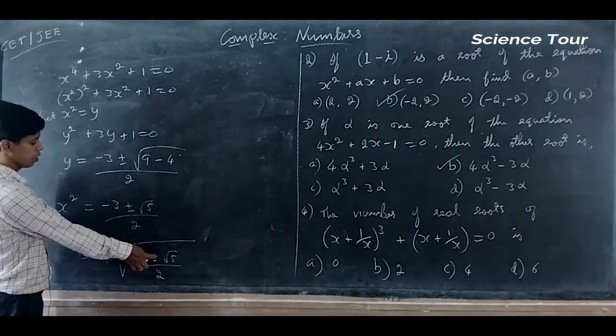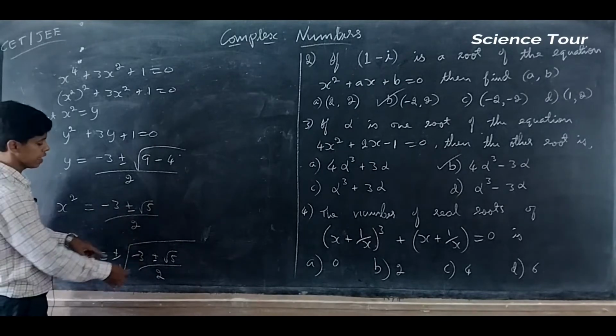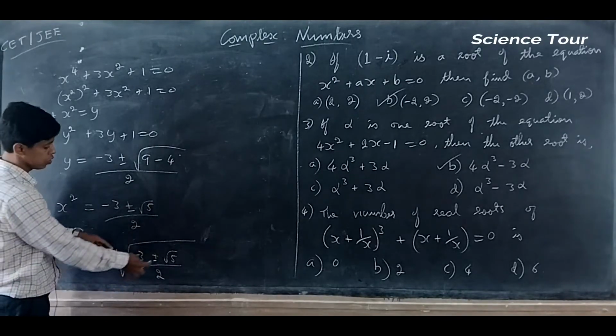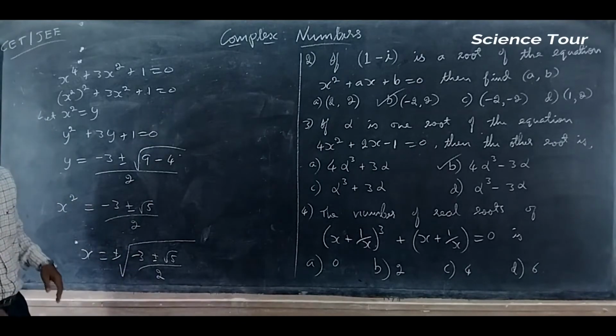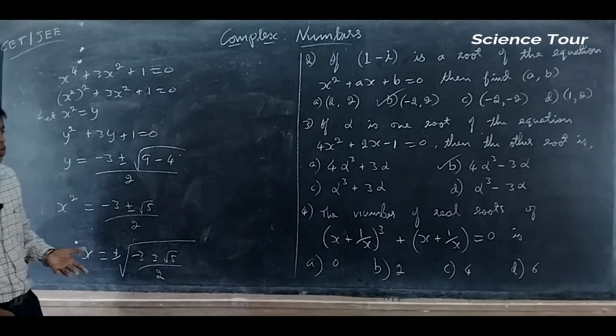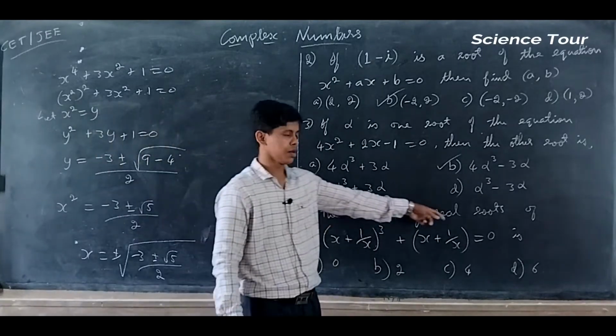So first you take plus here and plus here, one root. Secondly you take plus and minus, second root. You take minus and plus, third root, minus and minus, fourth root. There are totally 4 roots. But are these real? That's the question. How many real roots are there?